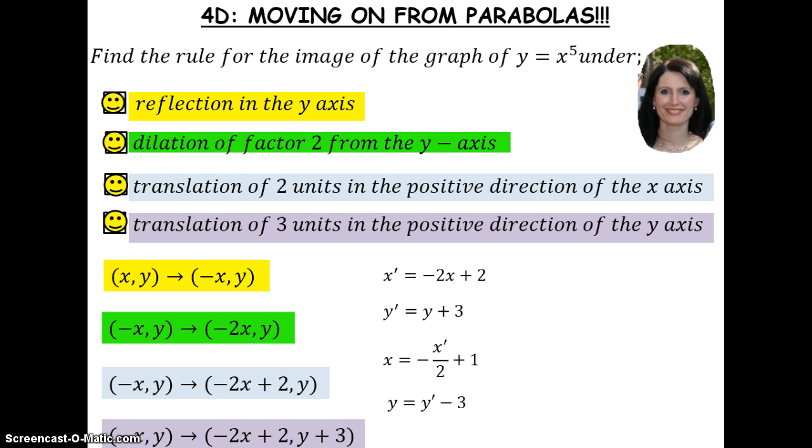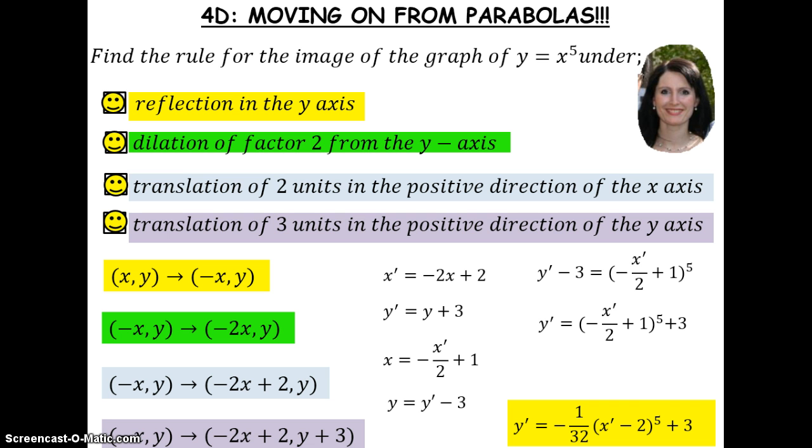Now that we've got x and y, we can substitute them into y equals x to the 5 and we get y image minus 3 equals (negative x image on 2 plus 1) to the 5. Let's rearrange so we can get y on its own. y image equals (negative x image on 2 plus 1) to the 5 plus 3. We then want to take the 2 out from under the x image. Remember that that 2 is actually 1 on 2. It's like saying (negative half x image plus 1) to the 5. So negative half to the power of 5 gives us negative 1 on 32.